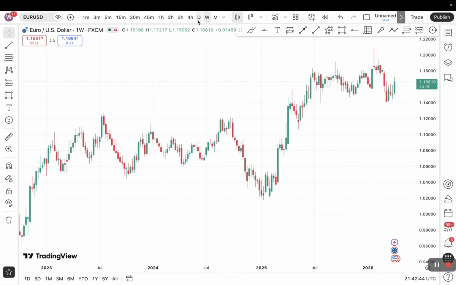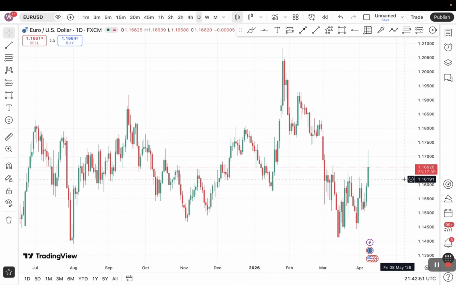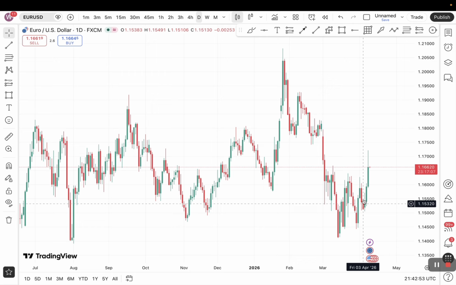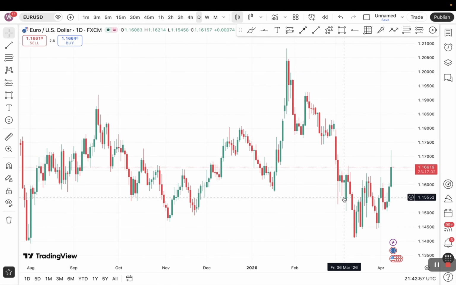So let me go to the daily candle. So this is our daily candle. How can you draw your strong support level and resistance on the daily candle? You can see, this is the daily as well. So the market crashed from this zone.